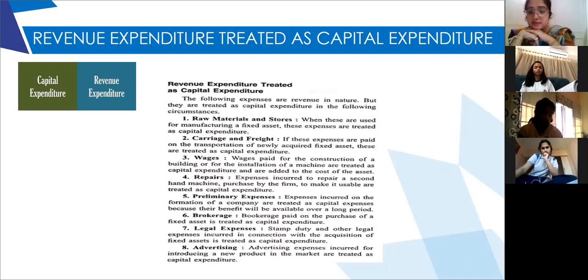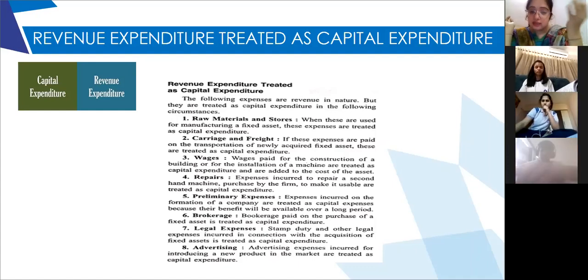Repair. Normally repairs come under revenue expenditure. But if the expense is incurred to repair a machine that is purchased by the firm to give a future benefit, it may be treated as capital expenditure. Preliminary expenses are normally revenue in nature, but if they're incurred on the formation of a company, they would be treated as capital expenditure. Same way, brokerage is a revenue expense, but if it is paid on the purchase of a fixed asset, it may be treated as capital expenditure.